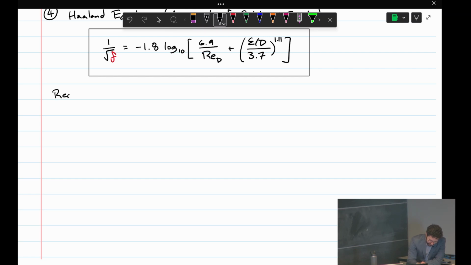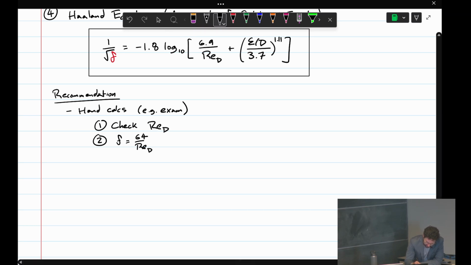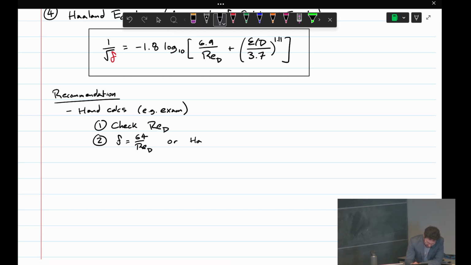Let me give a recommendation of when to use which method. If you're doing hand calcs, like for example, an exam, you first check the Reynolds number based on diameter. And then based on that, you're going to use f is 64 over the Reynolds number or the Holland equation.